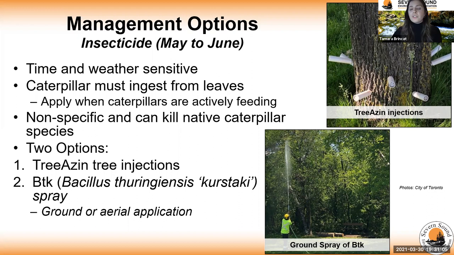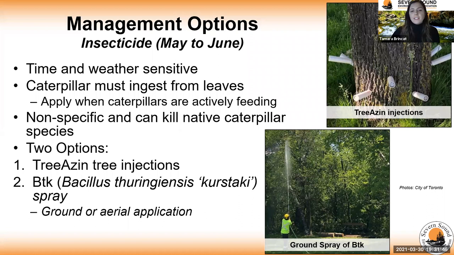Triazine must be purchased and applied by a registered pesticide applicator. And an aside note here, it's also used to control the invasive species emerald ash borer. The other option here is BTK. This one can be applied by the ground or by aerial application, and it's applied to affected tree leaves. Ground application can be purchased and applied by a property owner or a contractor, as long as they're following label directions and precautions. And then aerial application must be done by a registered pesticide applicator.